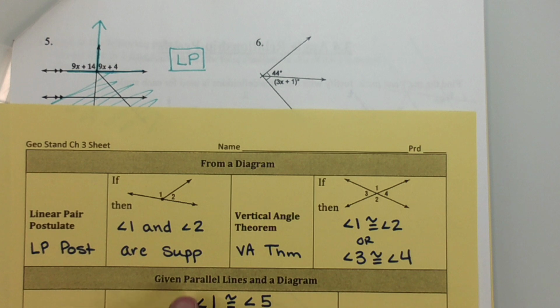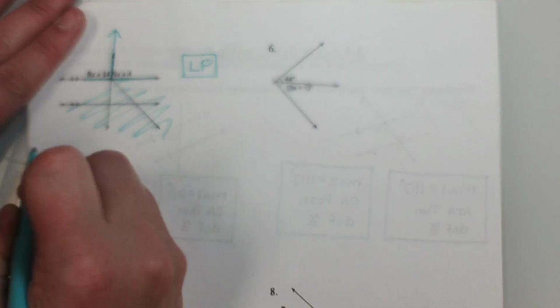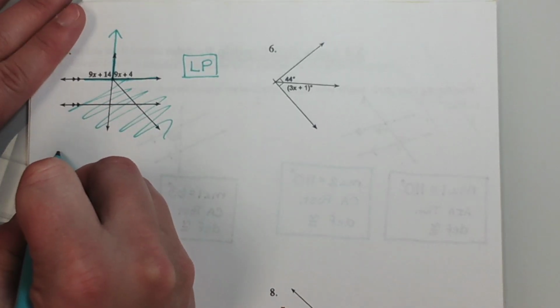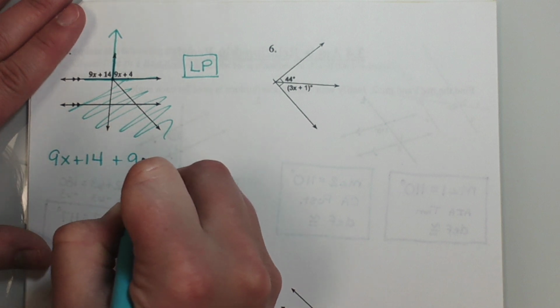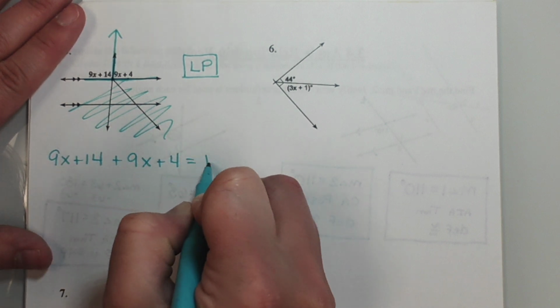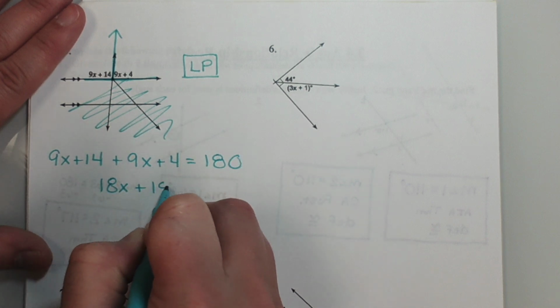And linear pairs are supplementary. In other words, adding up to what number again? 180. Jackson, if they're adding up to 180, what does the equation look like? 9x plus 14 plus 9x plus 4 equals 180. Good. I combine my like terms, I get 18x plus 18 equals 180.